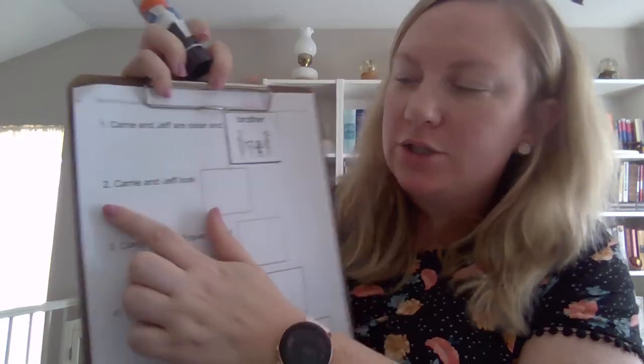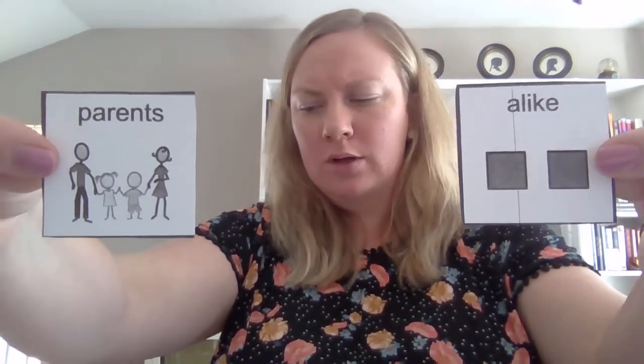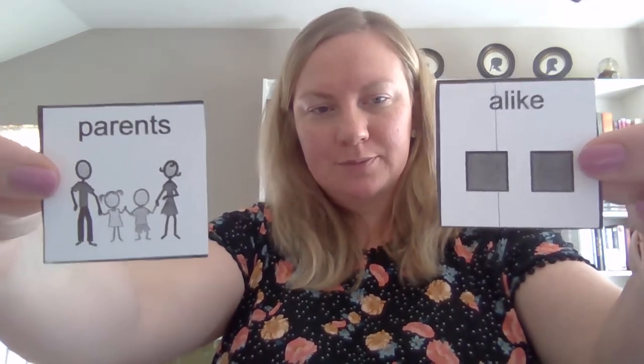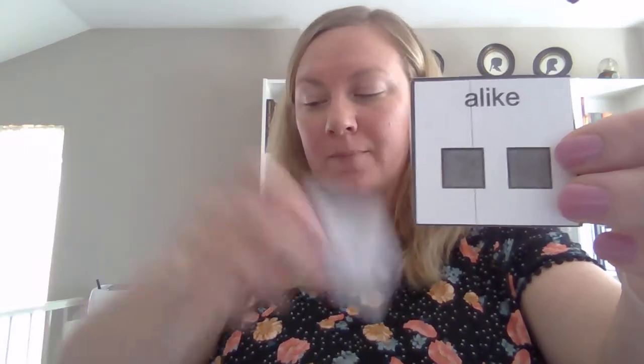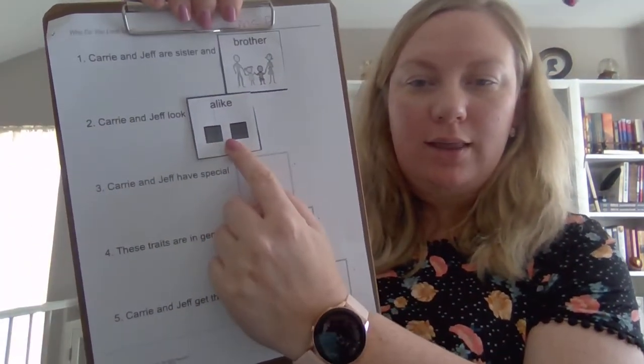So, Carrie and Jeff are sister and brother. Great job. Right, number 2, Carrie and Jeff look alike, or Carrie and Jeff look parents? Which sentence sounds right to you? Carrie and Jeff look alike, Carrie and Jeff look parents? Yeah, alike. Carrie and Jeff look alike. They are siblings. They are brother and sister. They share 50% of their DNA. Carrie and Jeff look alike.